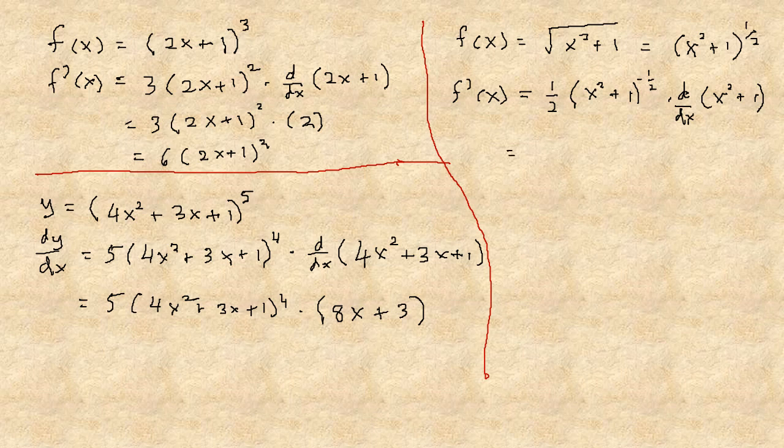So we get 1/2 (x squared + 1) to the power of negative 1/2, multiplied by the derivative of x squared + 1. Differentiate x squared, we get 2x, differentiate 1 is 0. Then we can cancel 2.